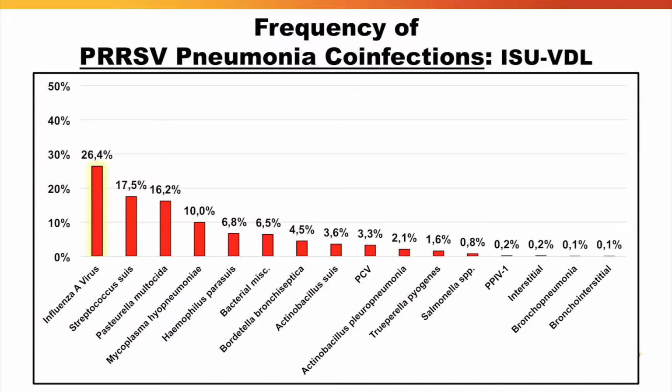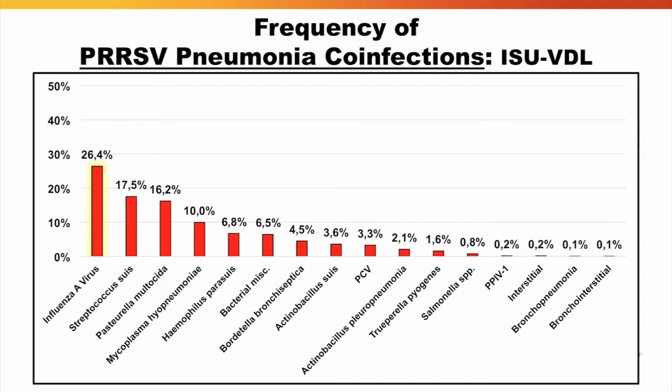But again, for some reason, maybe we don't diagnose the particular entity. So I wanted to take a look, since we're talking about co-infections, at our cases that are diagnosed specifically with PRRS pneumonia and see what percentage of other pathogens are involved as the cofactors or co-infections in these cases.